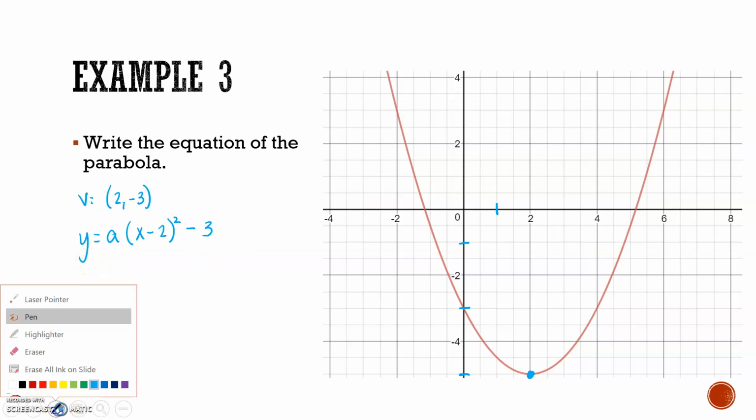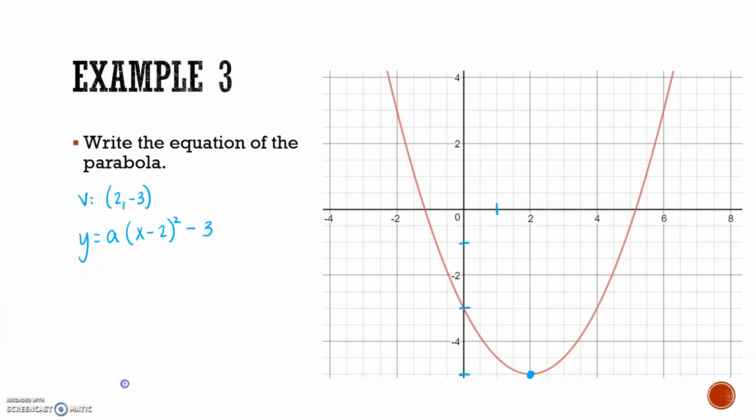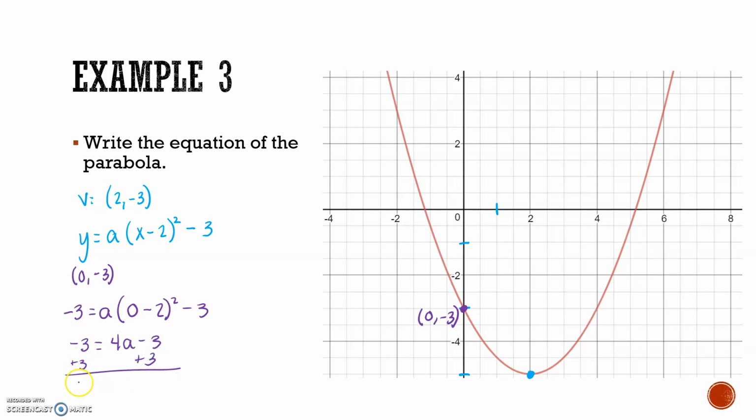So what I'm going to do is pick another point on the parabola and plug it in. I'm going to look for somewhere where it crosses. Actually, right here, this y-intercept is perfect because this is at the point 0, -3. And so I'm going to plug in that point to this unknown, and I'm going to find the value of a. So -3 goes in for y, and 0 goes in for x. And now I'm going to use order of operations to solve for a. 0 minus 2 is -2, and -2 squared is +4. So I end up with 4a minus 3. Add 3 to both sides, and we get 0.